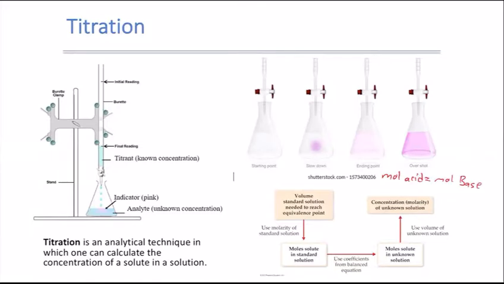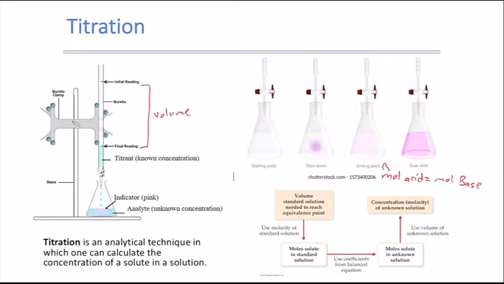And that means we can use solution stoichiometry to determine the concentrations. If you end up with a really dark pink, that means you overshot it. And then you don't know the exact amount of volume you actually needed to hit that endpoint. When we do a titration calculation, you have a volume of your standard solution that's needed to reach the endpoint. That's the volume we read here. So this would be our volume of our known solution.